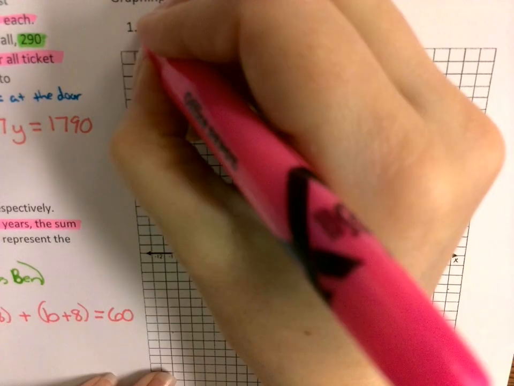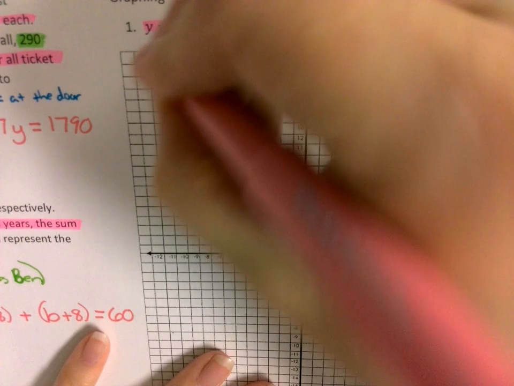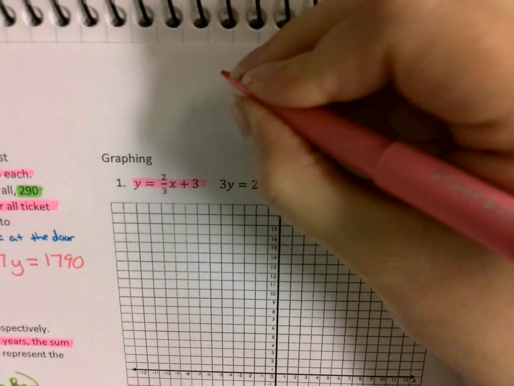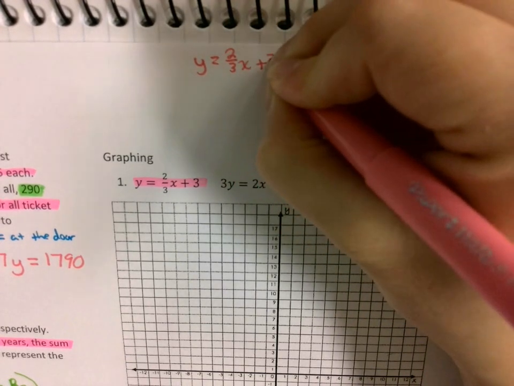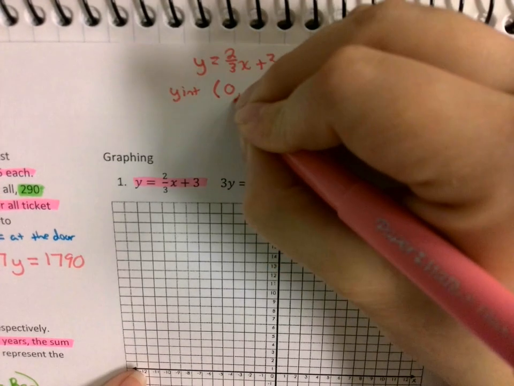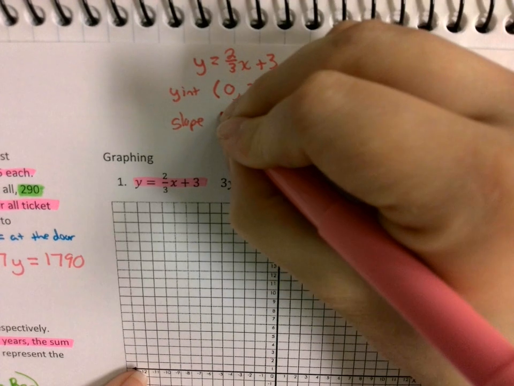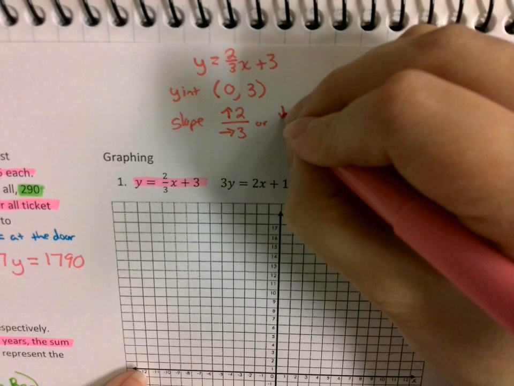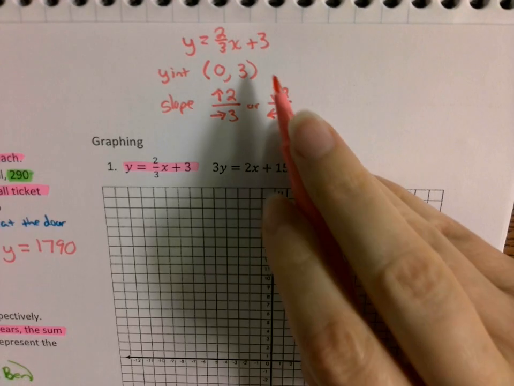I'm first going to start off with this equation. So right up here, y is equal to 2/3 x plus 3. I'm going to write it up at the top so that way we have some room. My y-intercept is going to be at 0, 3. My slope means I'm going to go up 2 and to the right 3, or the direct opposite, down 2 and then to the left 3. So when I'm graphing, I'm going to start off at positive 3 for my graph.